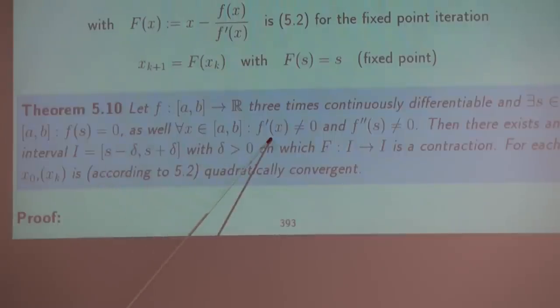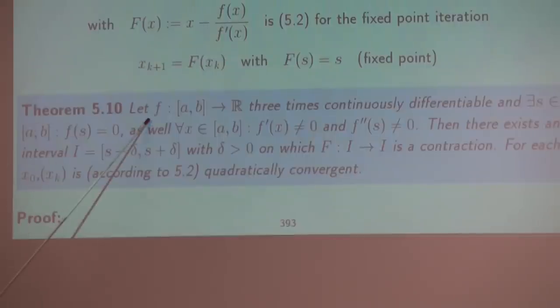And the first derivative of f is not allowed to be zero in the whole interval. And the second derivative also. So first and second derivative of f cannot be zero. Then there exists an interval around our root s, and this root s is the fixed point of capital F. There exists such an interval, and on this interval, our new function, capital F, is a contraction.